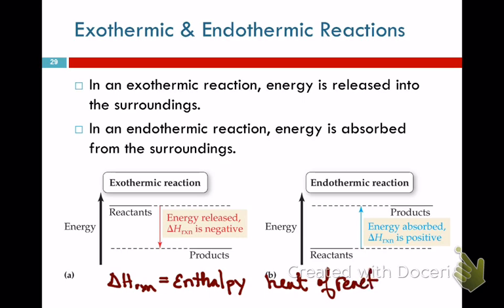It's positive because energy is going in. That's why it's getting cold. Your hand feels cold because energy is going out of it. And it's going positive. It's going in, so the products are higher in energy. That's the positive change. And exothermic, it's going out, and so products are lower in energy. Altitude change, energy change is negative.